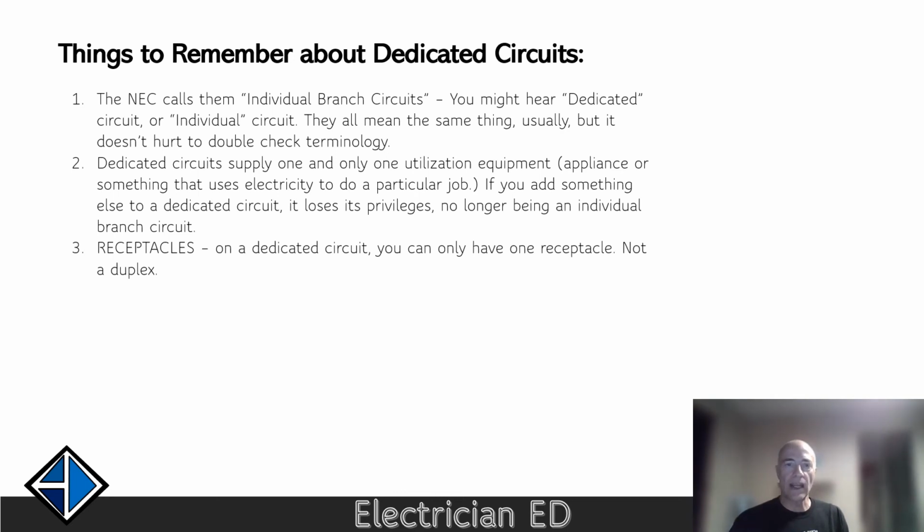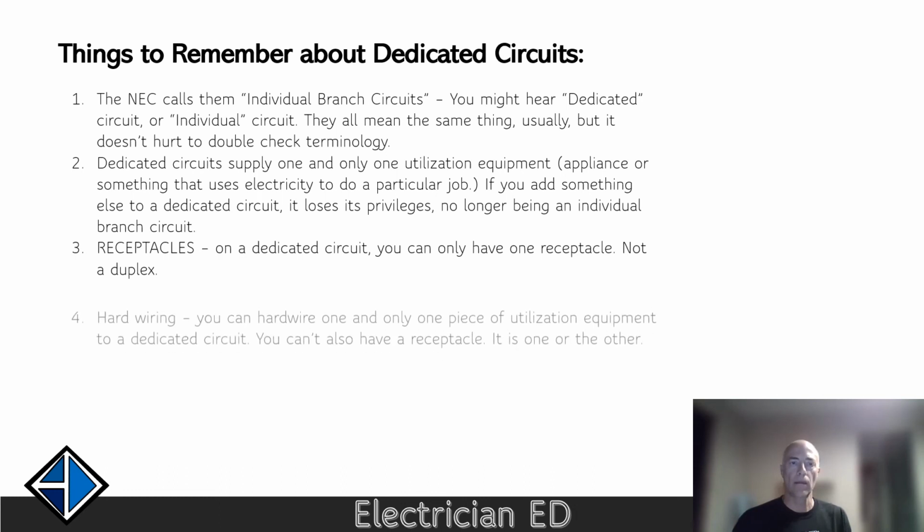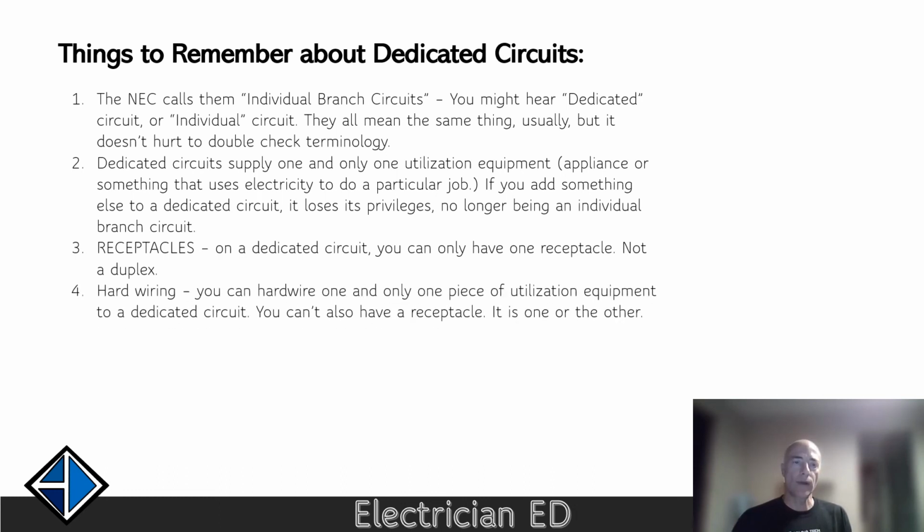Receptacles. On a dedicated circuit, you can only have one receptacle. That means not a duplex, only a single receptacle, one single place where you can plug an appliance in. When you're hardwiring, you can hardwire an individual branch circuit to one specific piece of equipment. You can also have a receptacle, but you can't have both. It's one or the other.